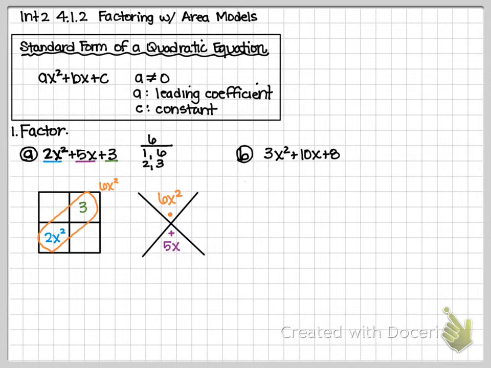Well, if I take 1 and 6 and I multiply them together, that gives me the top. That works. But if I take 1 and 6 and I add them together, that's not going to give me 5. That's going to get me 7. That's too much. Hopefully it's the 2 and the 3. So 1 and 6 is out.